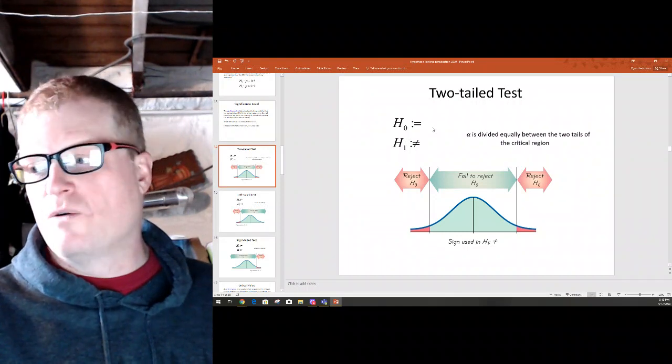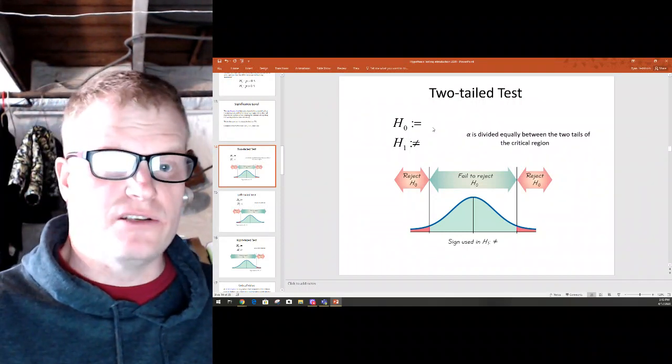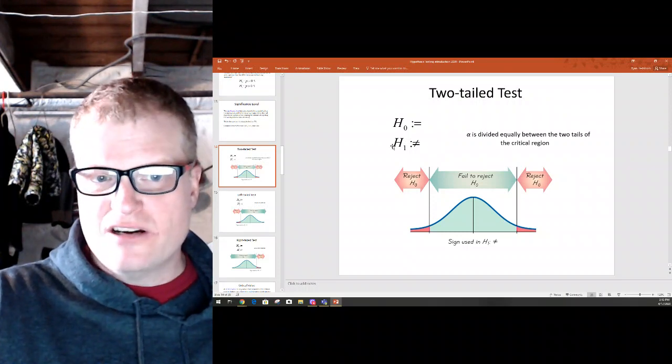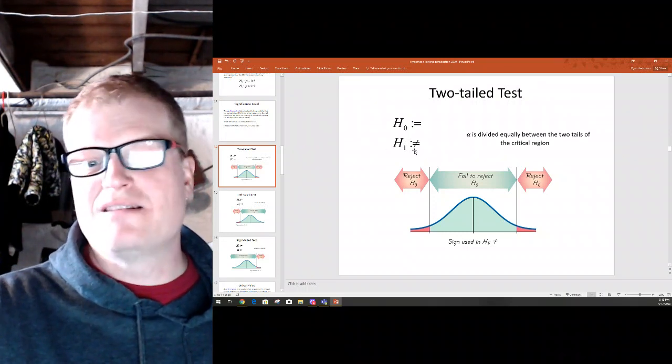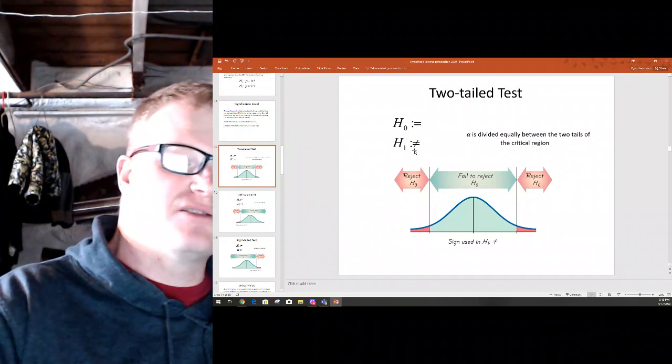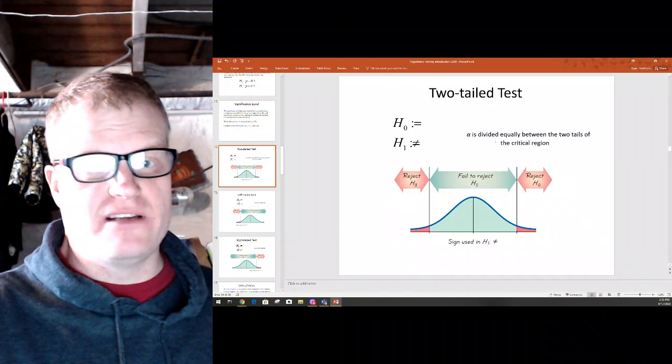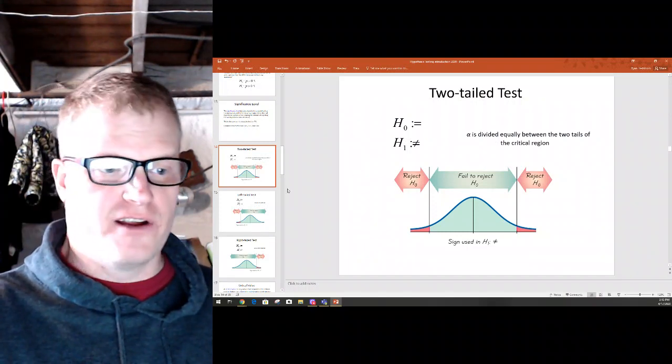You have your null is equal to, and you have your alternative is not equal to. Your alternative hypothesis is what determines what type of tail test that you have. Here, our alpha is going to be evenly divided between the two tails in our critical region.